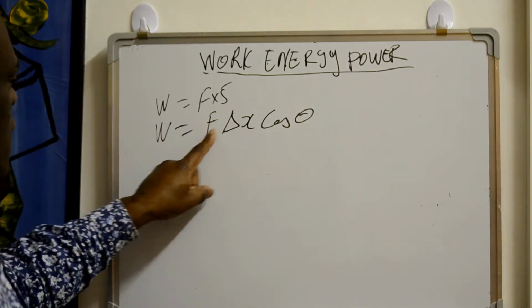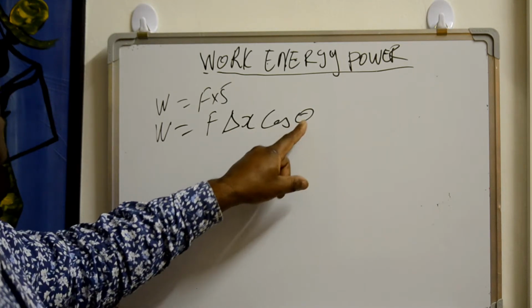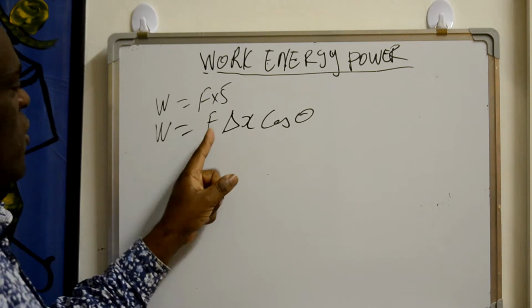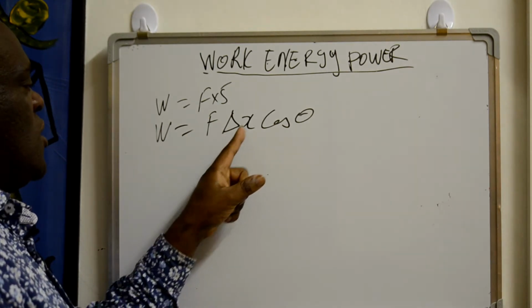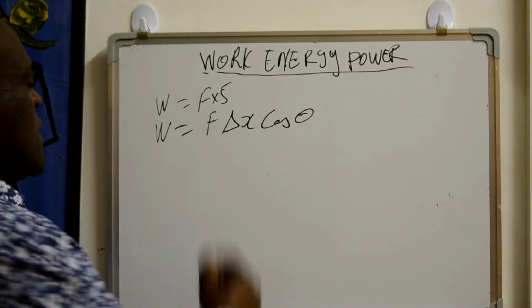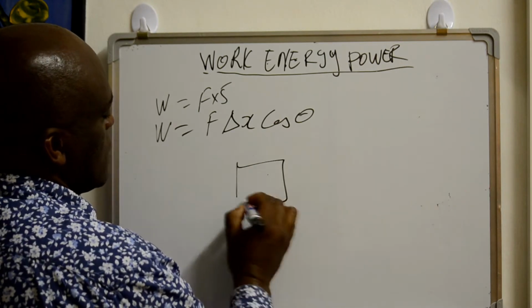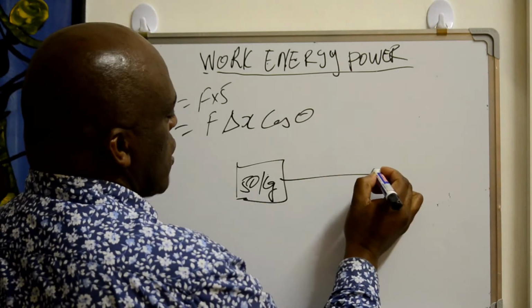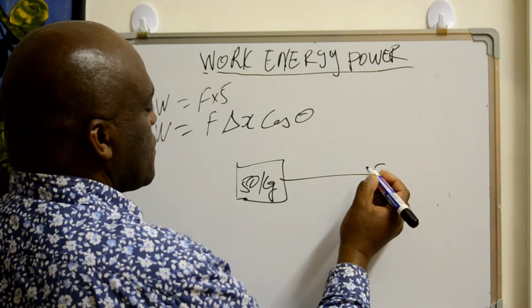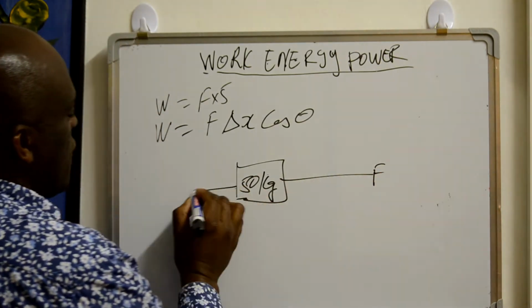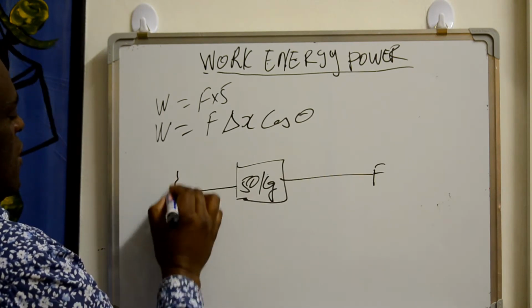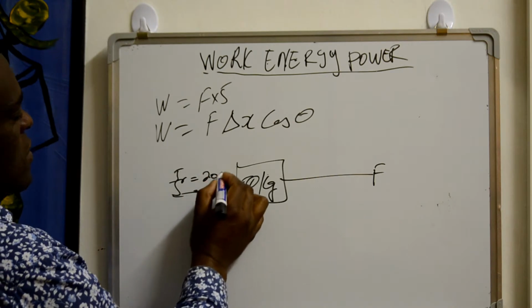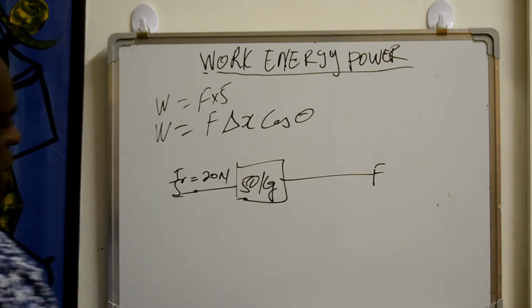They say work done by an object is force times delta X cos theta. For argument's sake, let's say we have a box of 50 kg. One pulls the box with a force applied, and there is also a friction force, let's say the friction force is 20 Newton.